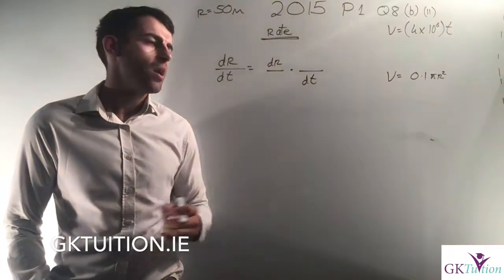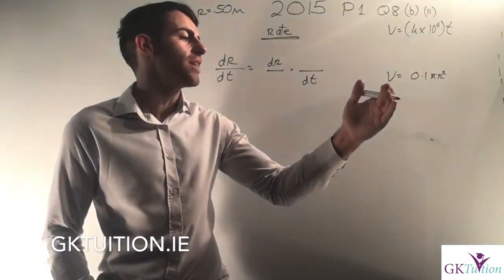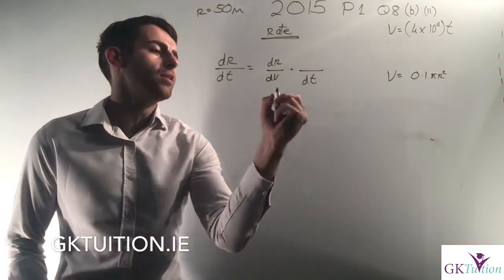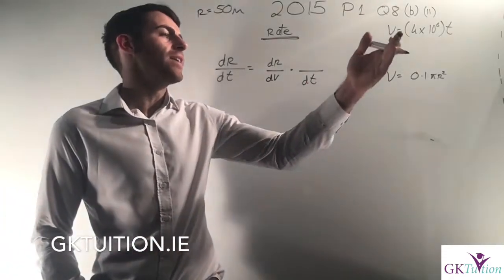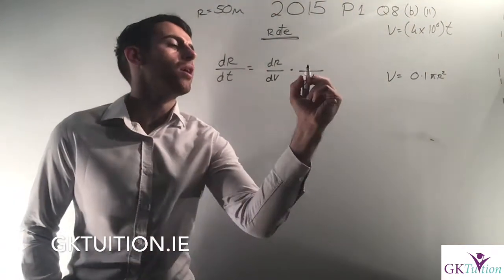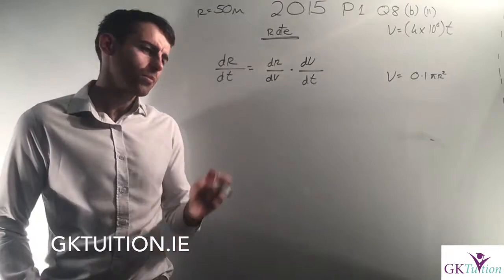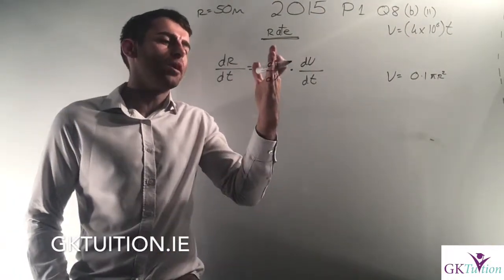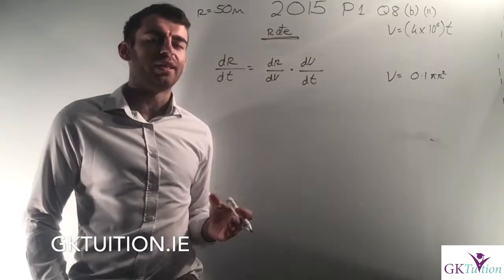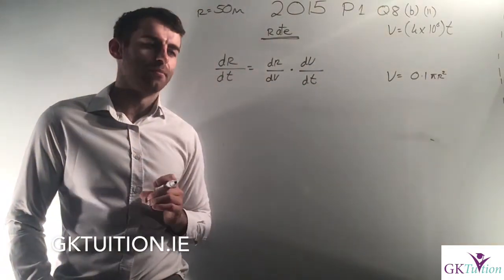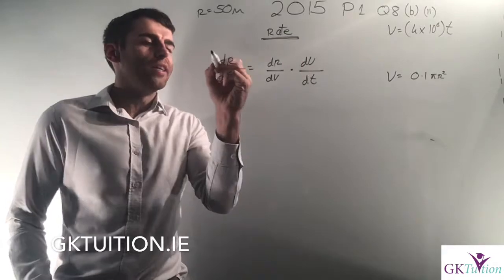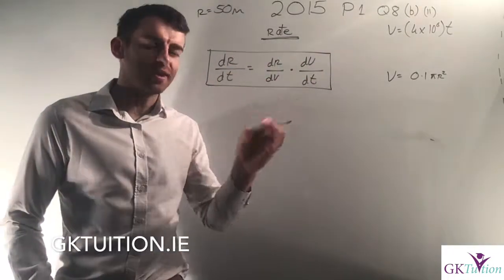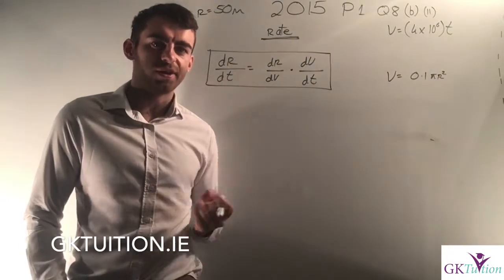Now I can get dr/dV from this equation here, so it must be that I'm getting dr/dV, and I can get dV/dt from this equation here, so this must be a dV. So now I have a dr on the top, a dt on the bottom, and clearly if I multiply dr/dV by dV/dt, I'd be left with dr/dt. So I think this is the key for a lot of students. It's just, if you can work out that line, the rest of the question is relatively straightforward differentiation.